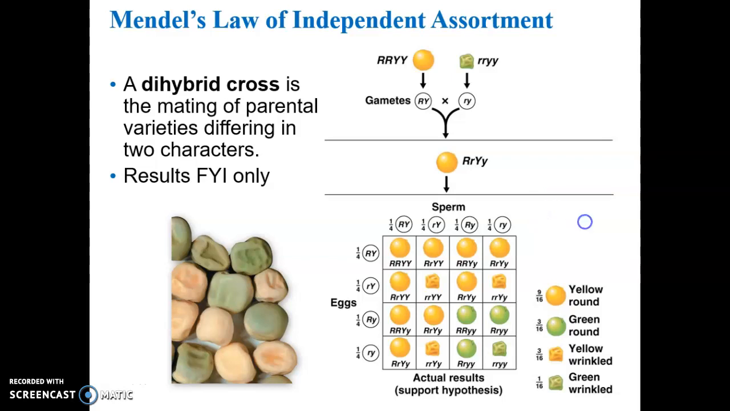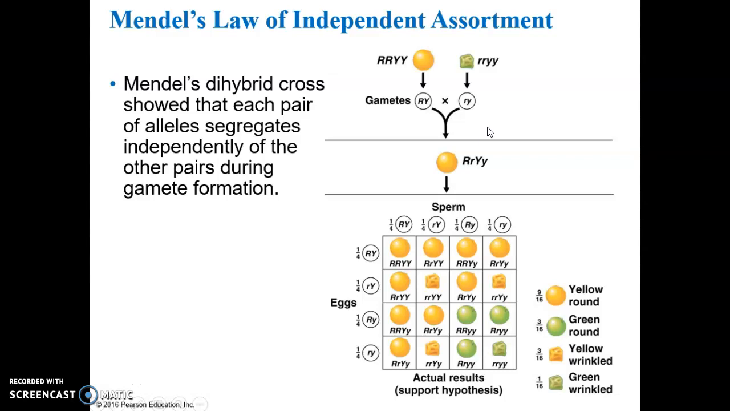So let's move on to the idea that Mendel's dihybrid cross showed that each pair of alleles segregates independently of the others during gamete formation. What that means is if we look at the parents here in this dihybrid cross, represented by the P's, this individual is homozygous dominant. Both of the alleles are the same and they're dominant because they're capital.